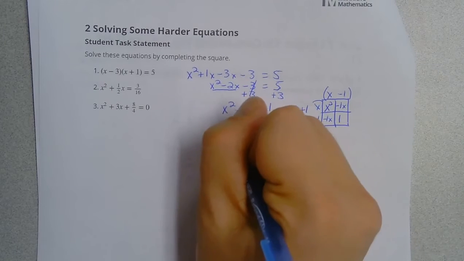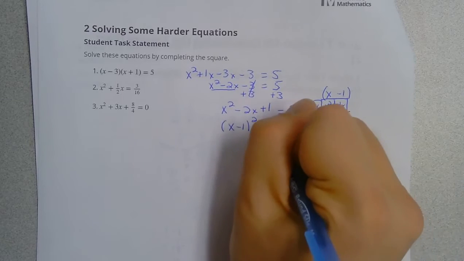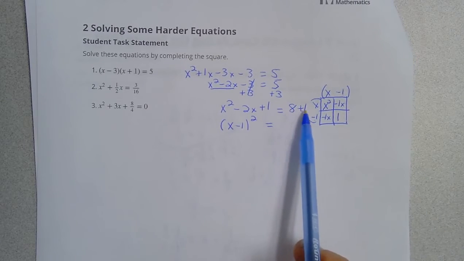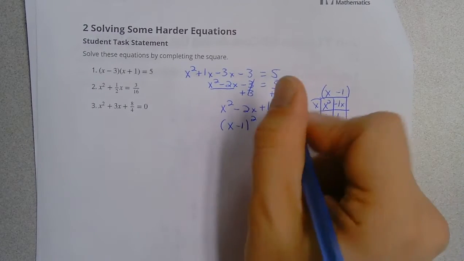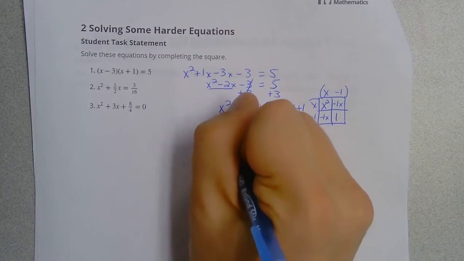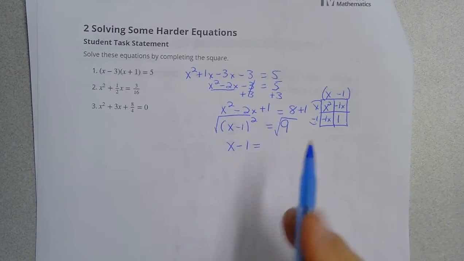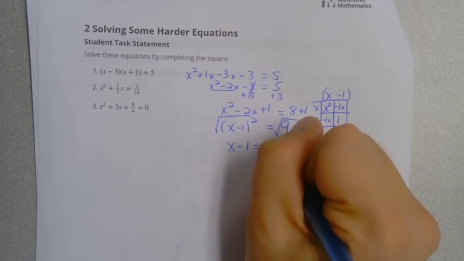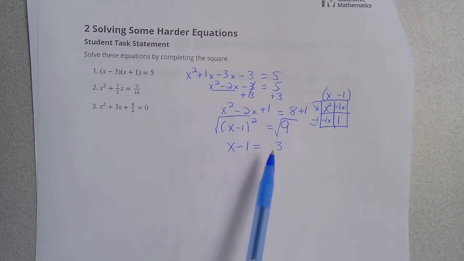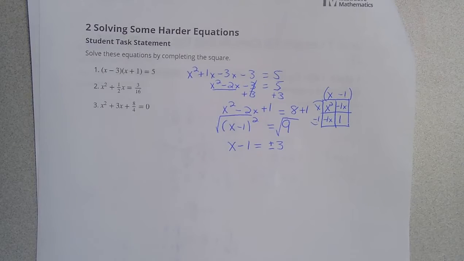So in standard form, to convert that into factored form, that's going to be x minus 1 squared is equal to, the right side of the equation is 8 plus 1, which is 9. So if I take the square root of both sides, we have x minus 1 is equal to, well, the square root of 9 is 3. So I have 3. If you remember, that's half the solutions. I always write plus or minus 3 to remind myself that there are 2 possible answers.